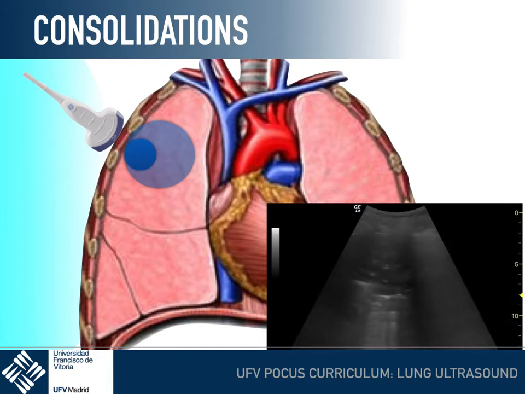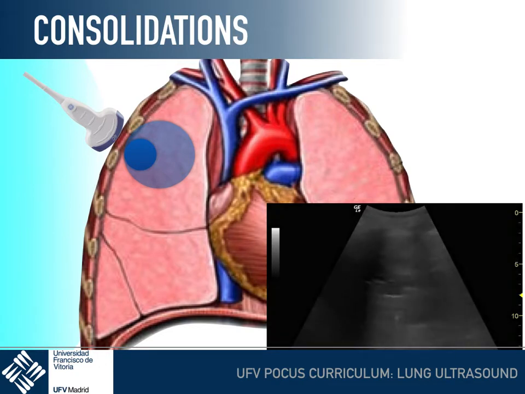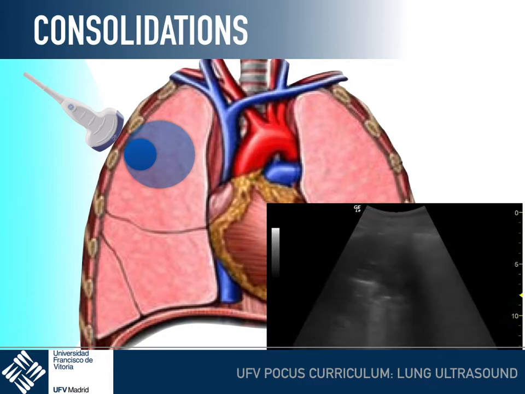The only way to assess a consolidation, to see the real image, is if this consolidation touches the pleura. Like in this case, we can see in this intercostal space the consolidation and the transition between consolidation and non-aerated lung below.